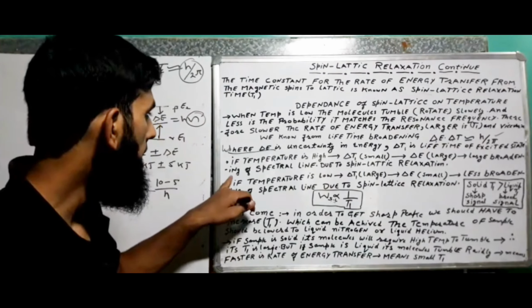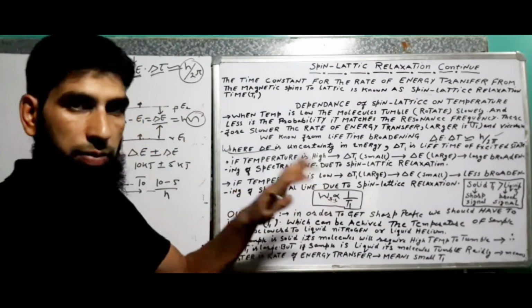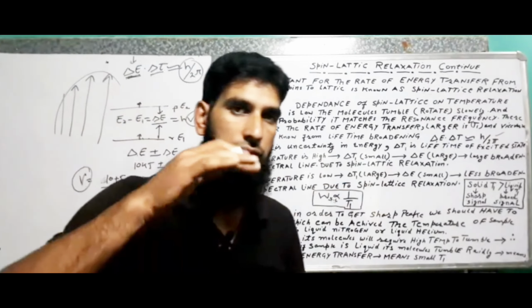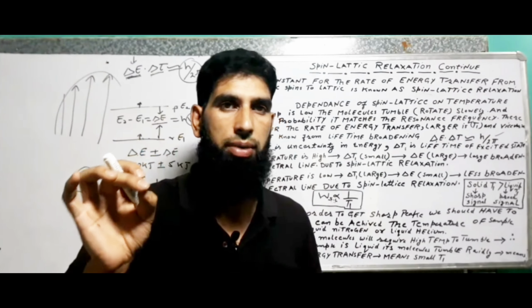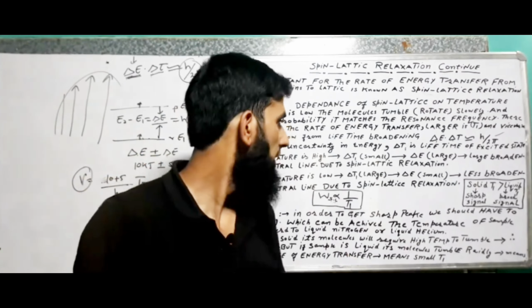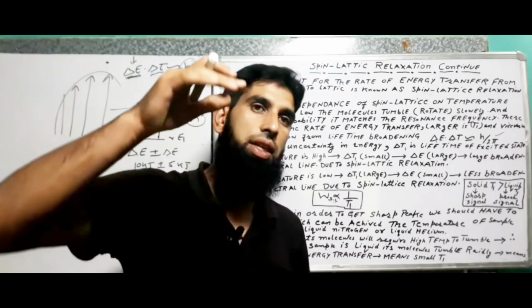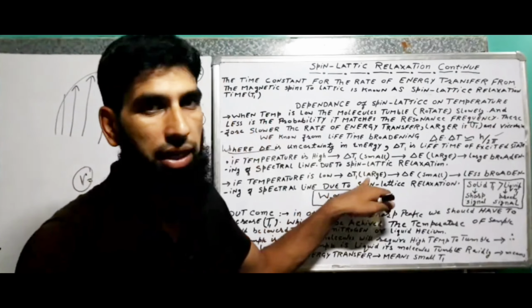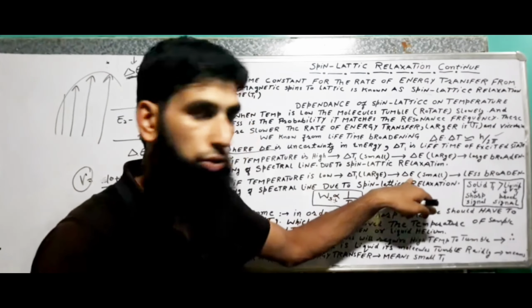Now, if the temperature is very, very low, delta T is large. This is common when the temperature is low. Molecules will not achieve the resonance frequency faster. When they do not achieve it faster, they will spend a large time in the excited state. When they spend a large time in the excited state, this delta T becomes large. When this delta T becomes large, this delta E has to become small.